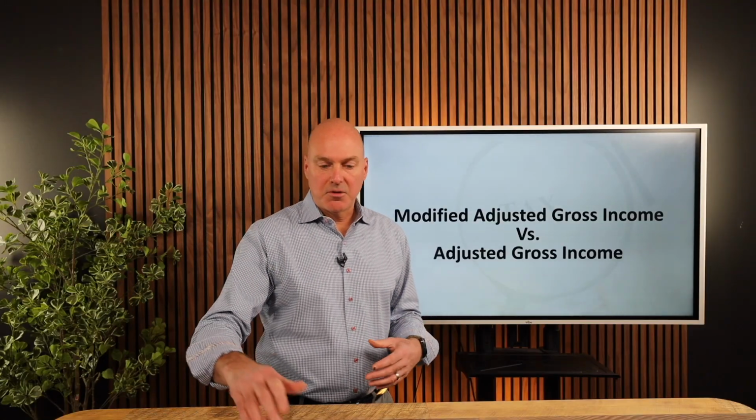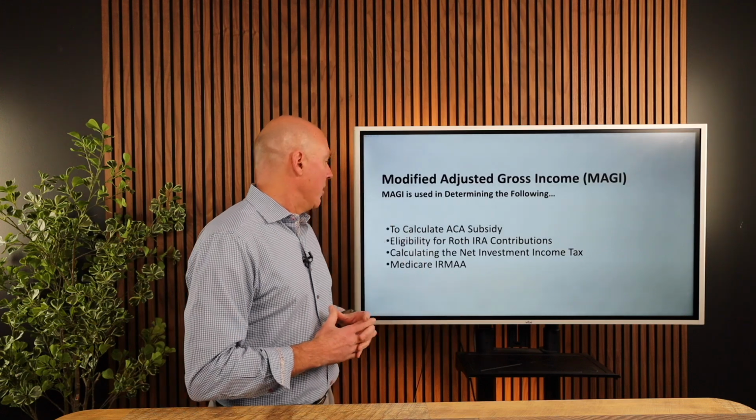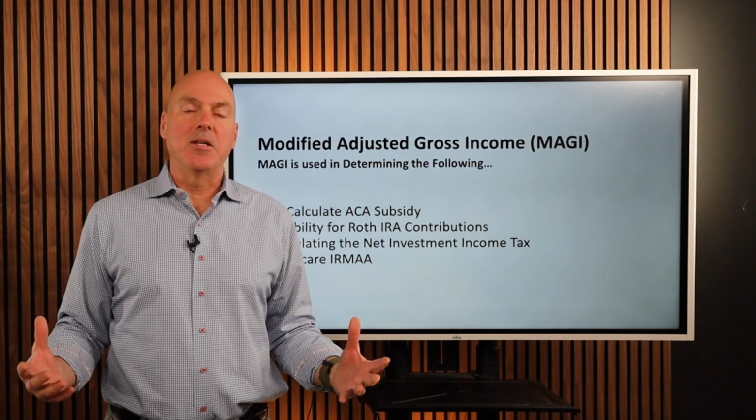So modified adjusted gross income and adjusted gross income. Let's start off with modified adjusted gross income. And there's a few things that are going to be very important here. It's going to be used, for example, to calculate an ACA subsidy.